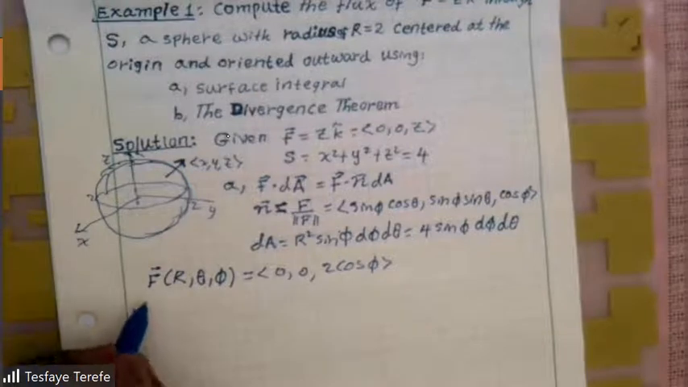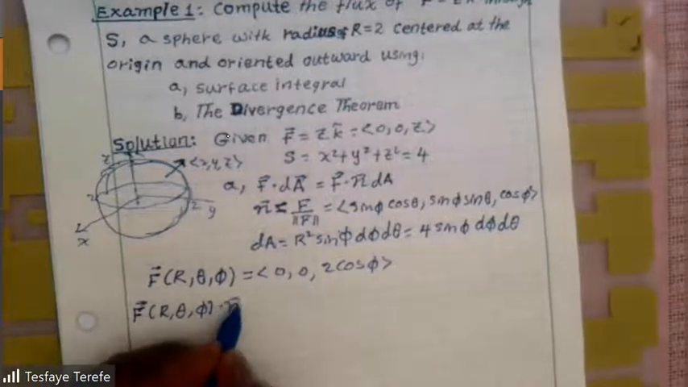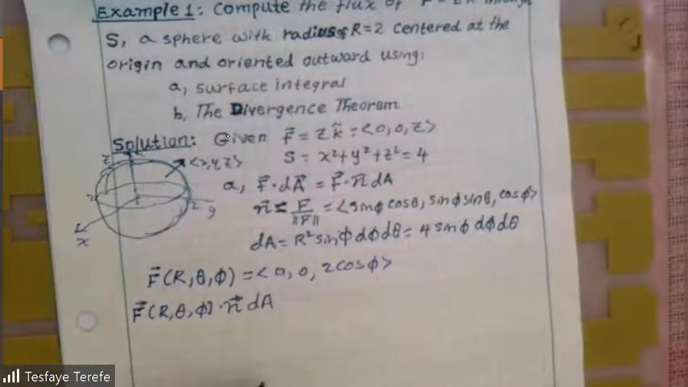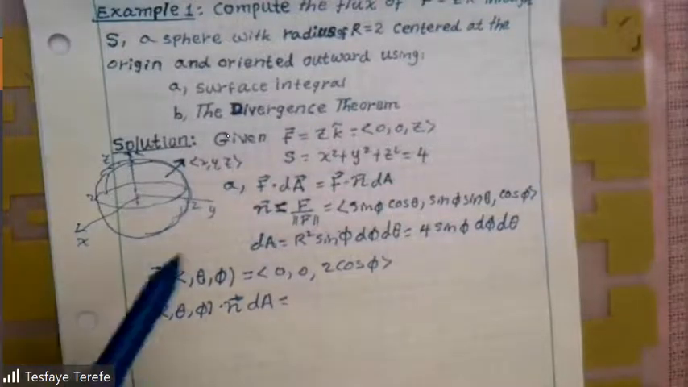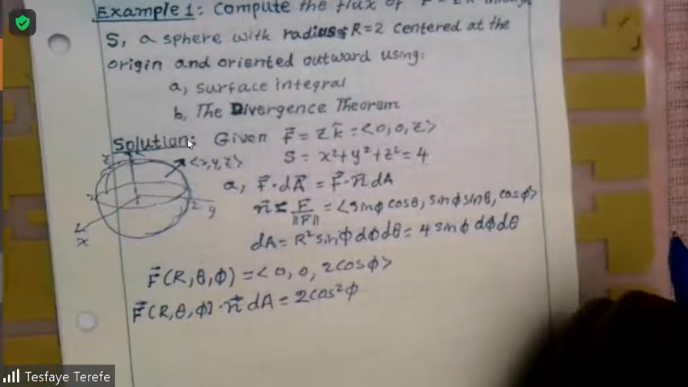So now we have done all the nitty-gritty stuff. That means F dotted with the unit normal multiplied by dA. When you take the dot product of this and this, these components are going to be 0, and these are going to be 0. So we actually have 2 times cosine squared of phi. Is it clear, guys? Are you following me? Okay. So we have this.